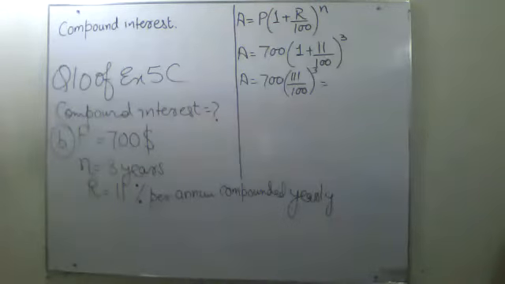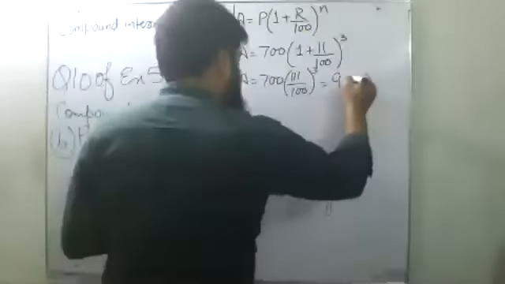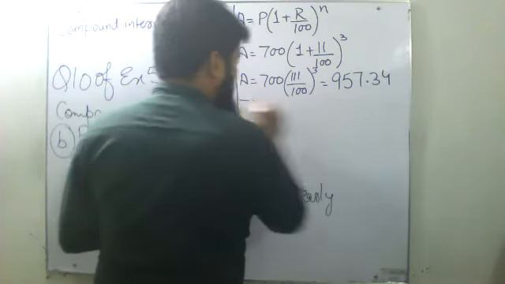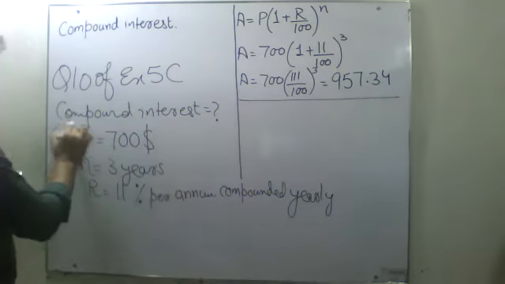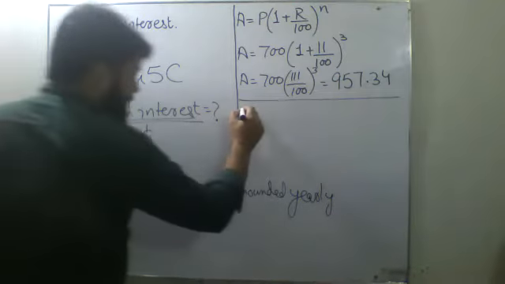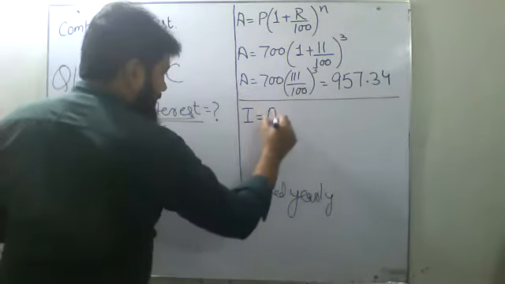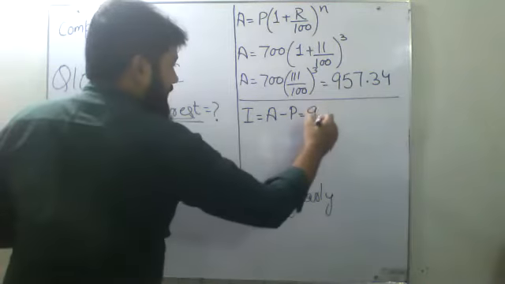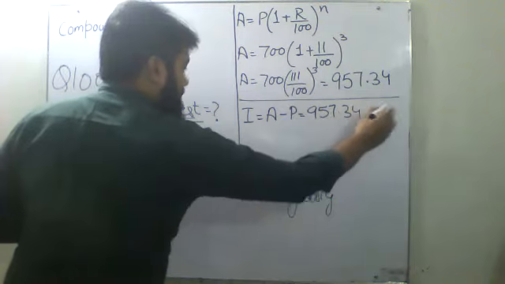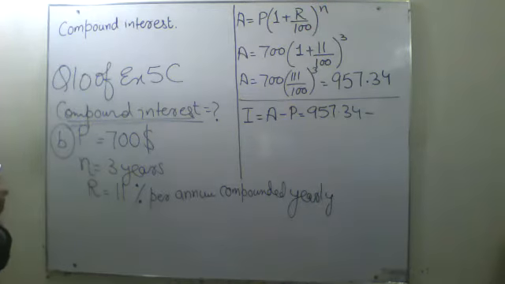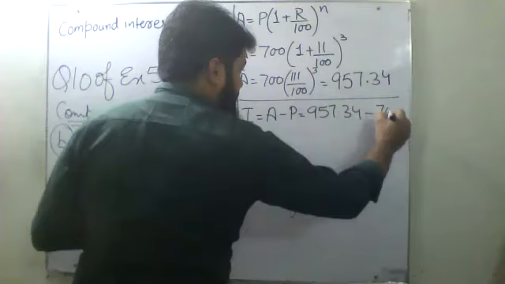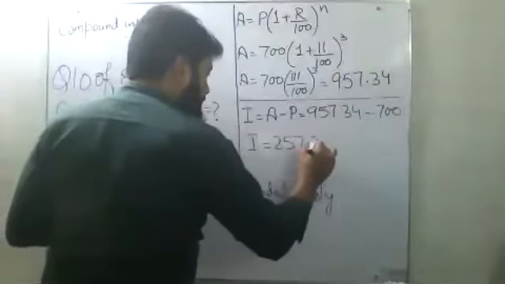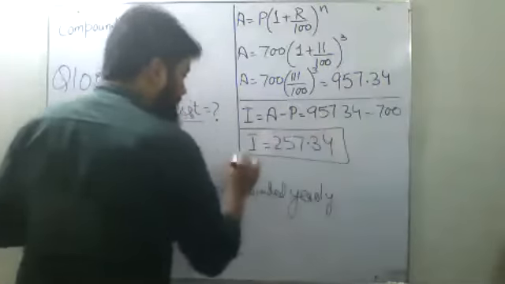So when I simplify, my answer is coming 957.34. That is the total amount. What they have asked for is compound interest. How much is the interest? So I equals A minus P, which is 957.34 minus 700, and your final answer for interest is coming 257.34. That's your final answer for this part.